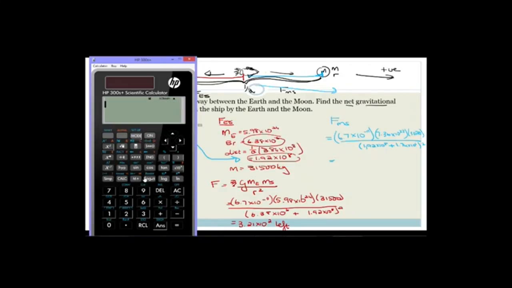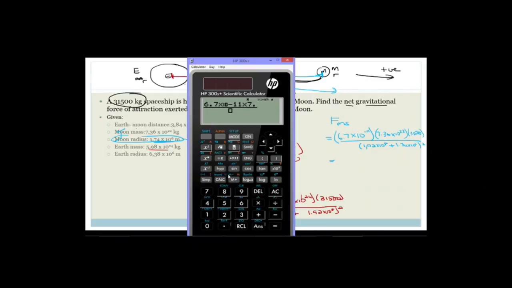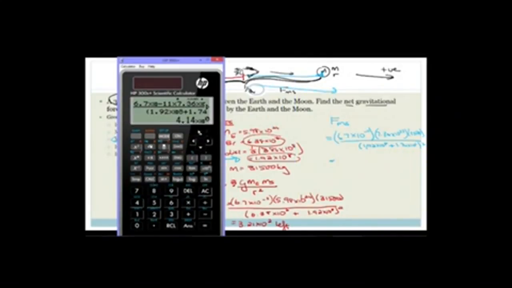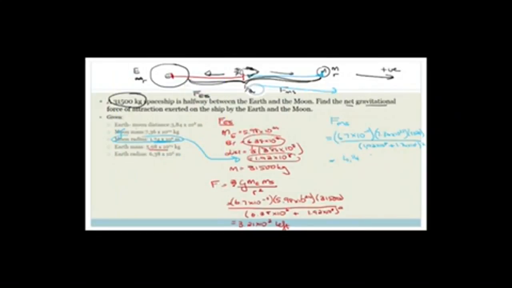So let's clear and we're going to go 6.7 exponent negative 11 multiplied by 7. And how embarrassing, I can't read my handwriting. I think it's 36. Here we go. 36 exponent 22 multiplied by 31,500, all divided by open bracket 1.92 exponent 8 plus 1.74 exponent 6, close bracket, square it, and that becomes 4.14. Okay, 4.14. And by the way, these are newtons. You do know these are newtons, and this is going to be to the right.